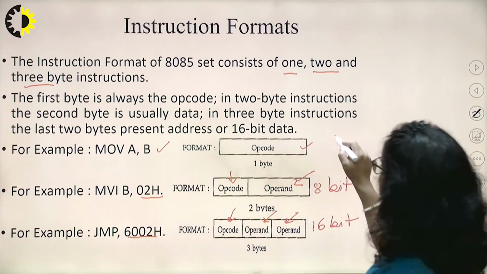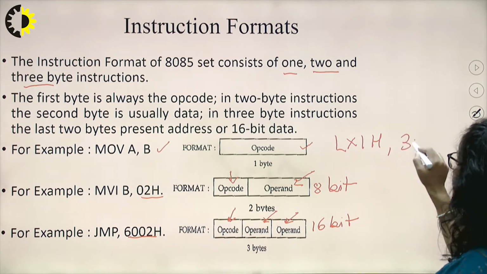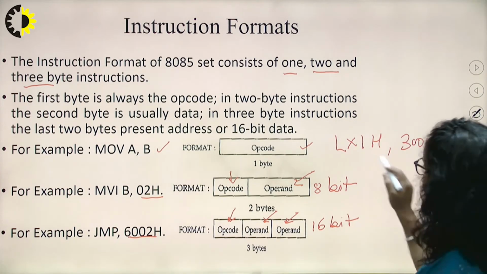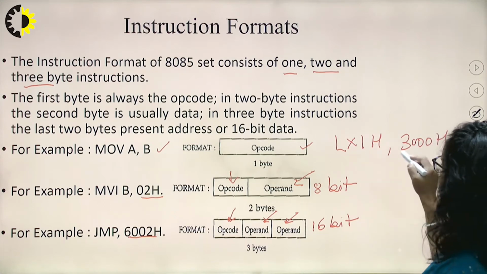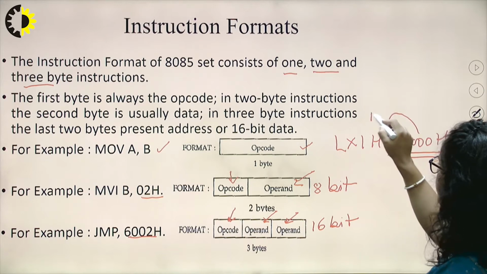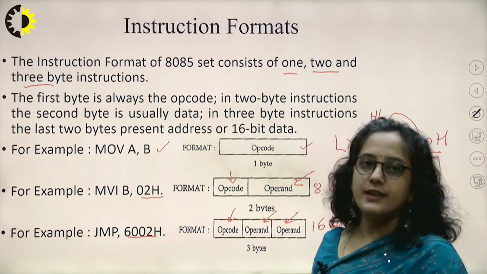But in the case of LXI H, 3000, this is also a 3 byte instruction, but in this case 3000 is data, and this data is stored in the HL pair. Okay, so there are different instructions.